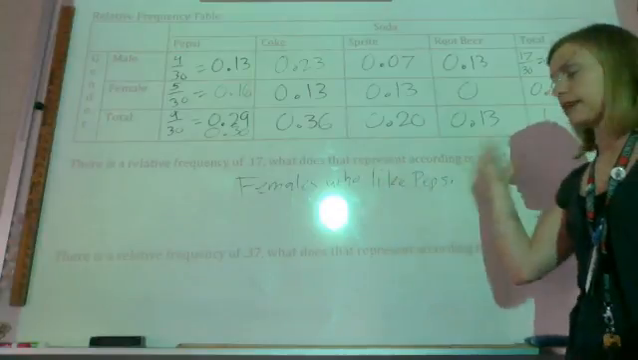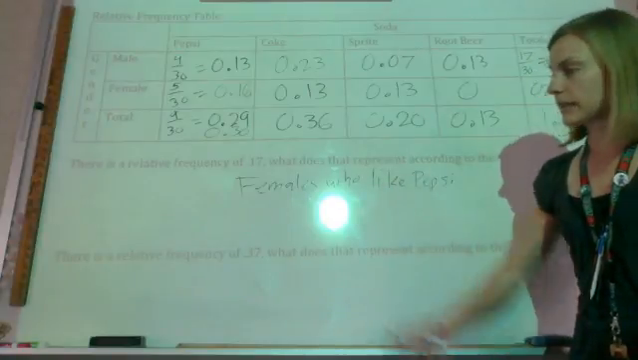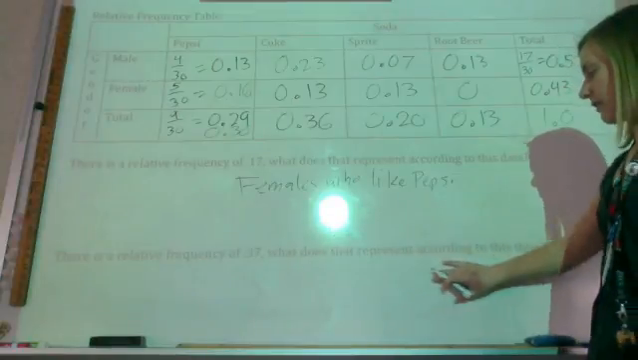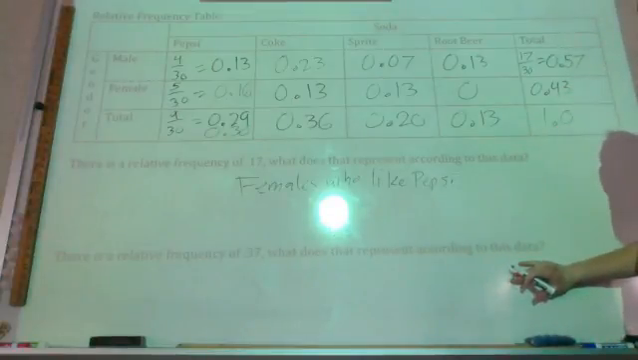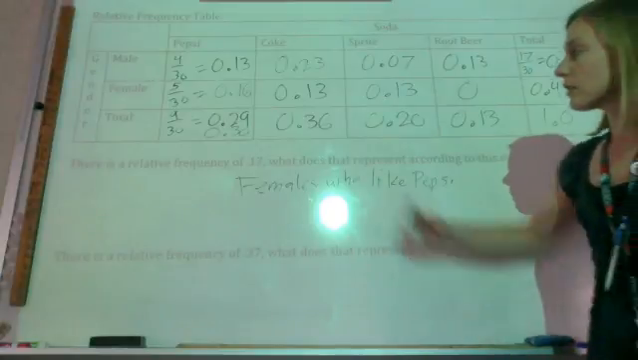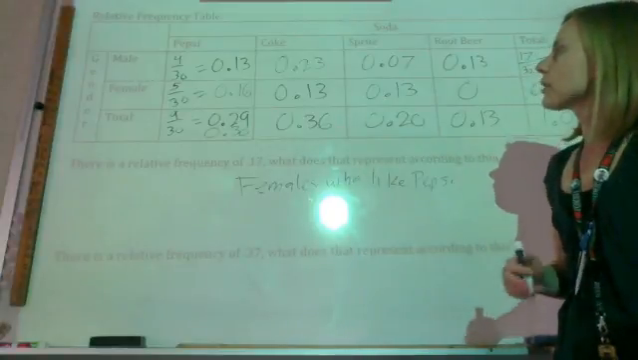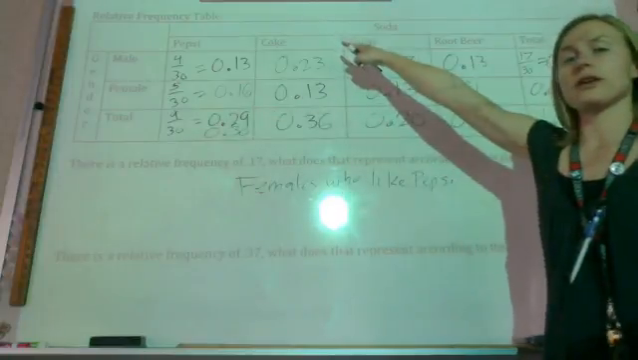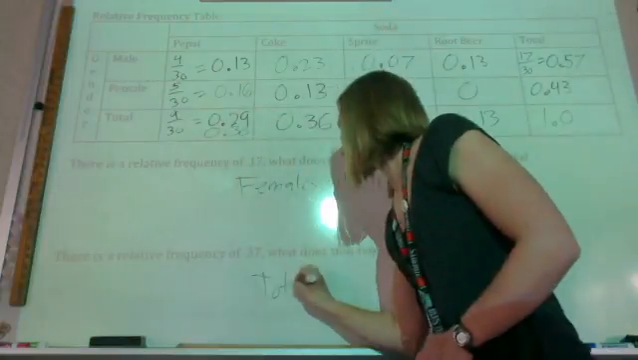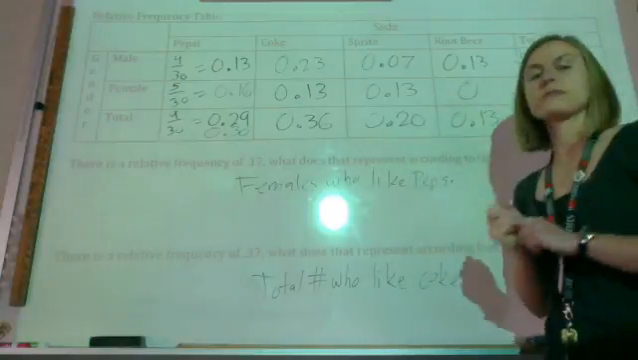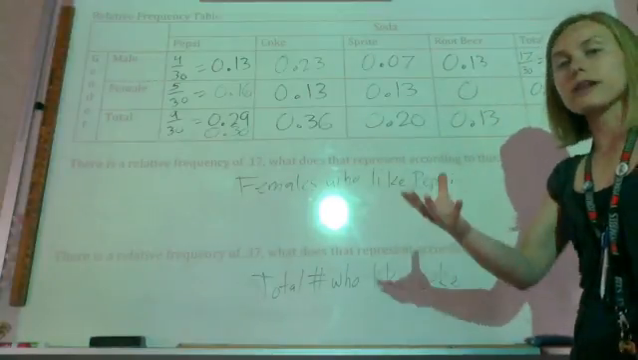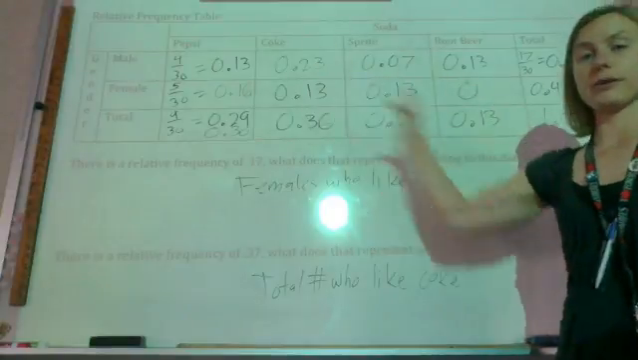How many females like Pepsi? It's that simple. Then it says there's a relative frequency of 0.37. What does that represent according to this data? So once again, we're looking for a 0.37. Well, I have a 0.36. So what does that mean in this? Well, that means that's the total amount of people who like Coke. Simple enough. So that's how you use your two-way table in the raw data and with the relative frequency.